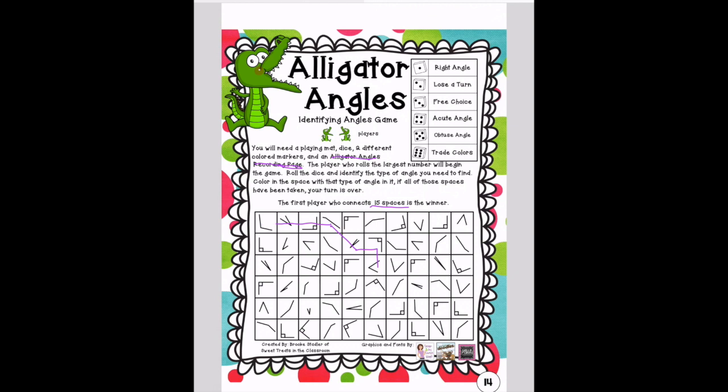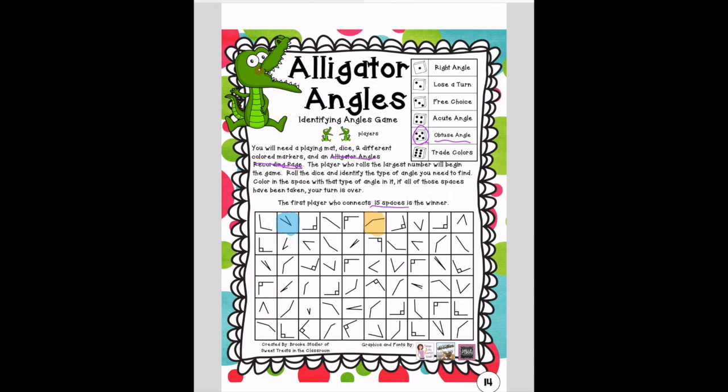So, for example, if I roll the dice and I roll a 2, then I lose a turn. If my partner then rolls a dice and rolls a 4, then they're going to look for an acute angle, which is this one here, and they're going to color it in, okay? And then I'm going to roll the dice, and I'm going to get a number 5. So then I'm looking for an obtuse angle. So I'm going to find an obtuse angle, and I'm going to find one further from my partner's. So I'm going to start here.